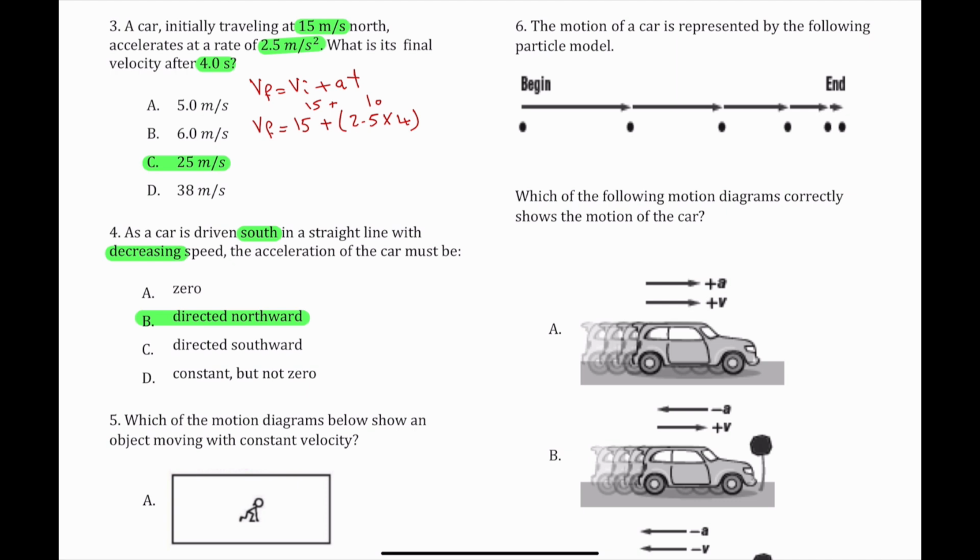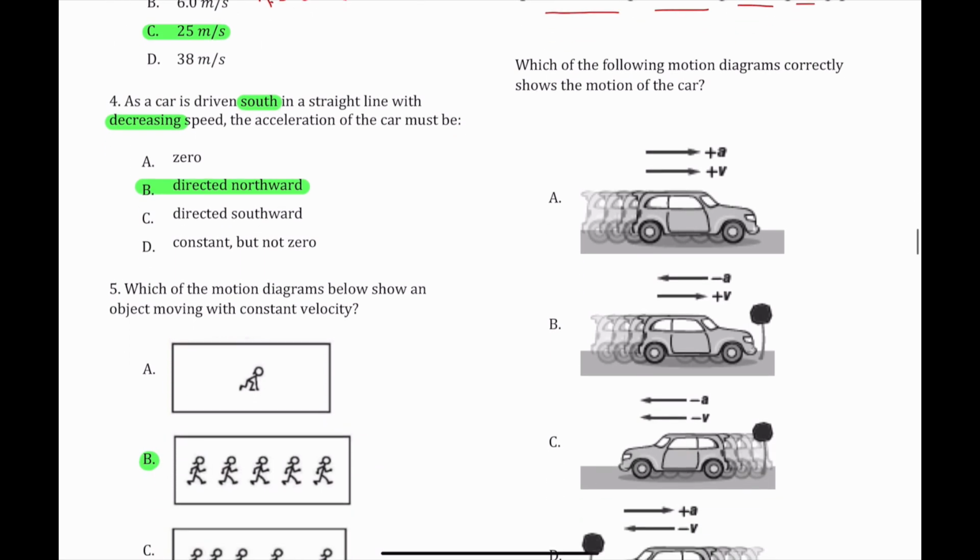6. The motion of a car is represented by the following particle model. Which of the following motion diagrams correctly shows the motion of the car? Here, the particle model shows that the car is slowing down as the distance keeps decreasing in the particle model, so the acceleration must be in the opposite direction of the velocity vector, so the right answer is B.